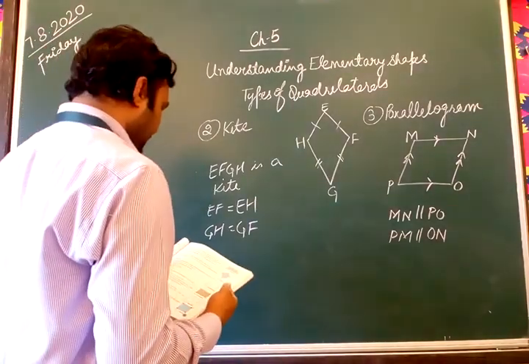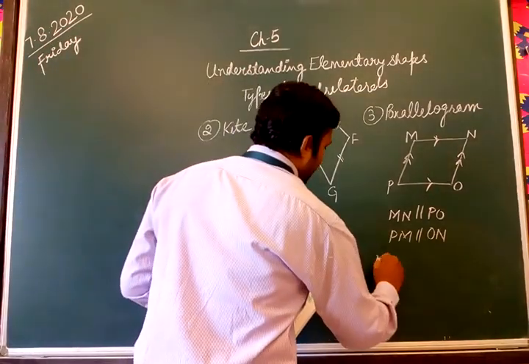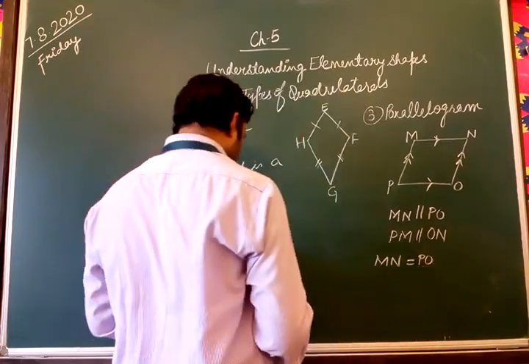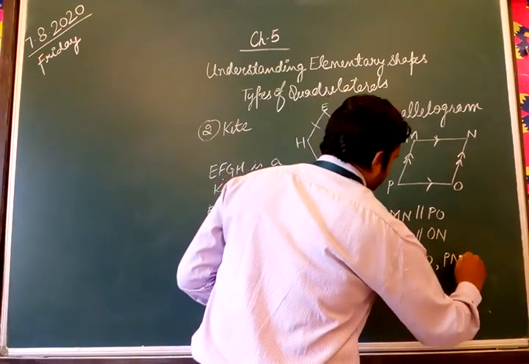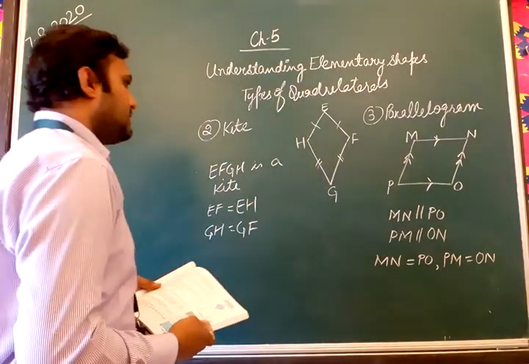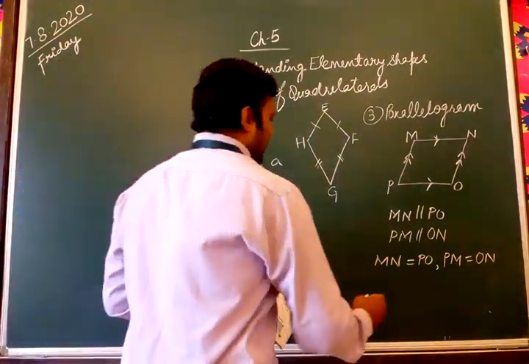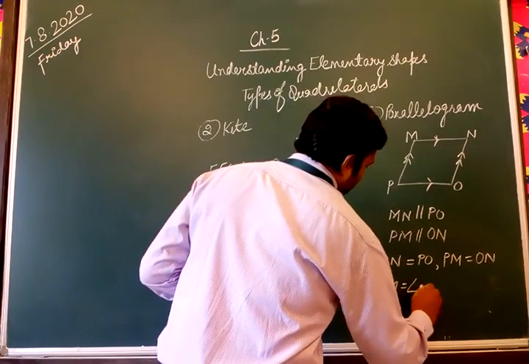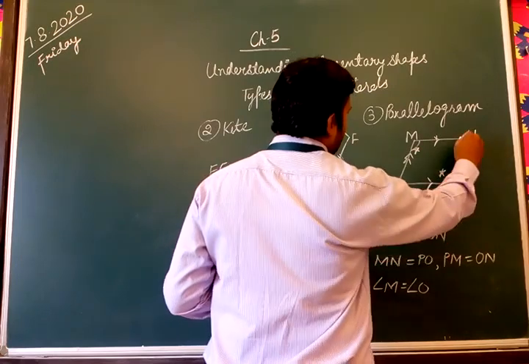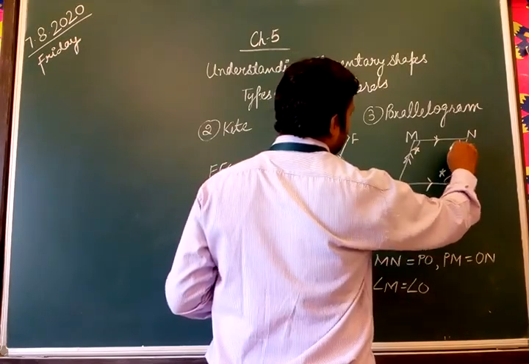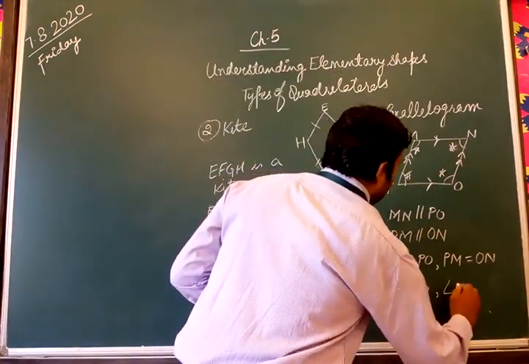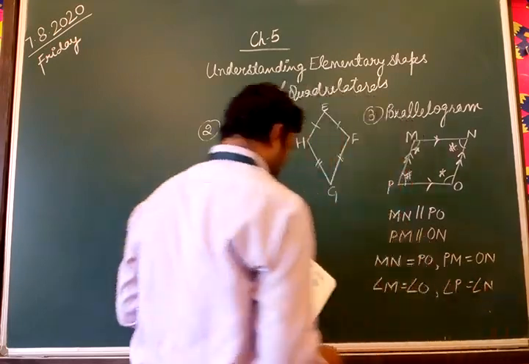The opposite sides of a parallelogram are equal. It means MN equals PO, and PM equals ON. The opposite angles are also equal: angle M equals angle O. This is the opposite angle, this is the opposite angle. Opposite angles are equal, and angle P equals angle N.